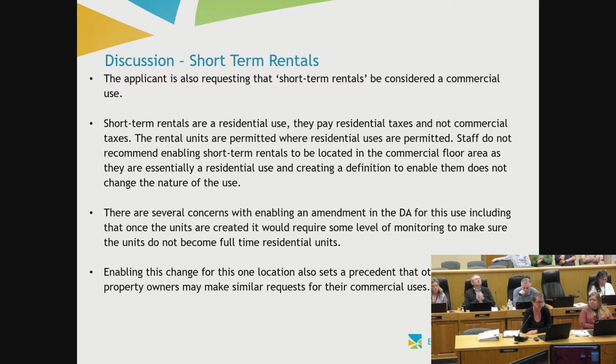So the applicant is also requesting that short-term rentals be considered a commercial use. Short-term rentals are a residential use. They pay residential taxes and not commercial taxes. The rental units are permitted where residential units are permitted. Staff do not recommend enabling short-term rentals to be located in the commercial floor area, as they are essentially a residential use, and creating a definition to enable them does not change the nature of the use.